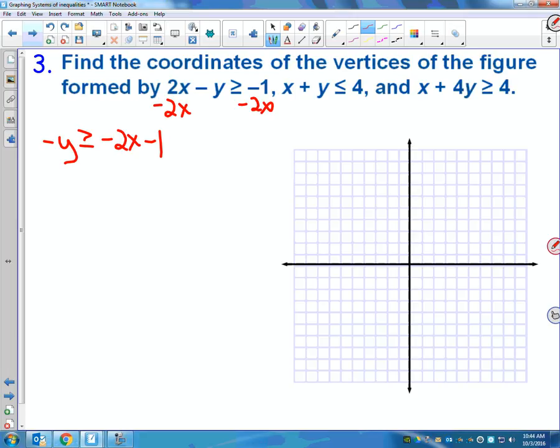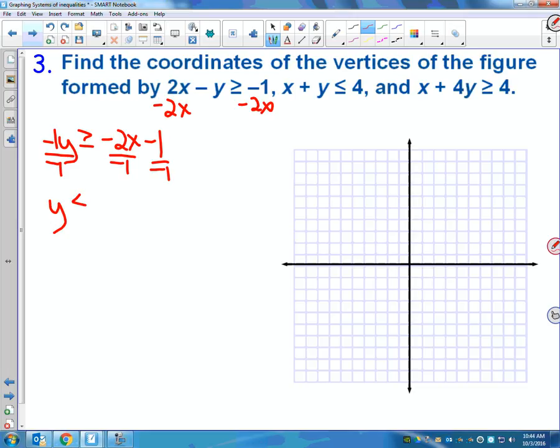The other thing that messes people up is they forget that this negative is with the y. That's like a negative 1. So to get y all by itself, we have to divide everything by negative 1. But we're dealing with inequalities here. So what do we have to remember when we divide by a negative? We have to flip that sign. If you forget to flip your sign, it's going to get messed up.